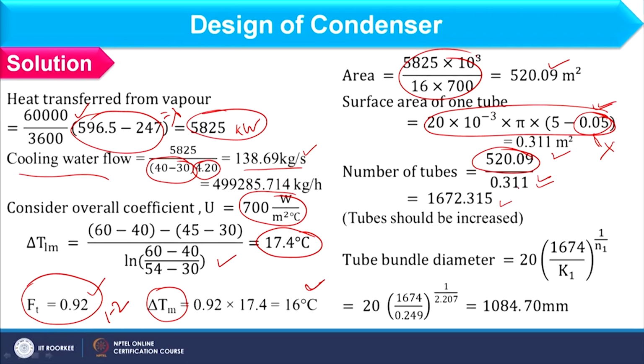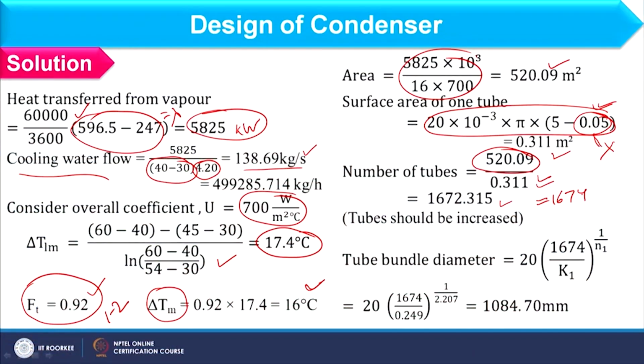However, you understand that the number of tubes will never be a decimal. So, if I consider the next value to this, it should be 1673. But here I am having a 1-2 pass, so I should consider at least an even number of tubes. So, 1674 will be the final value of the number of tubes. Therefore, it should be 1674.